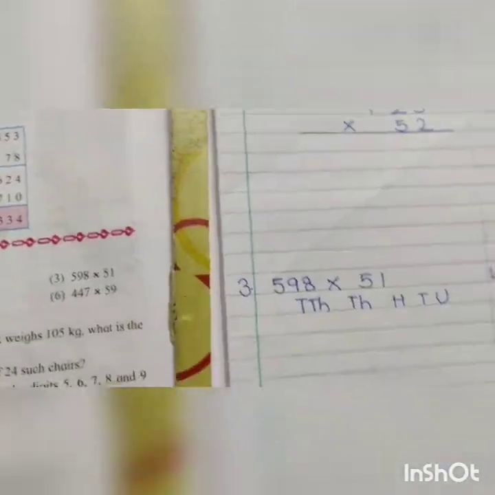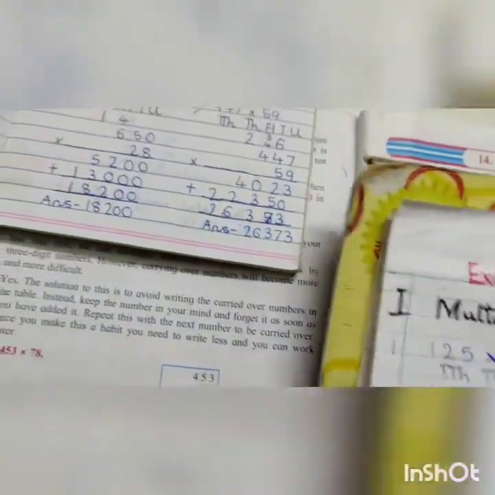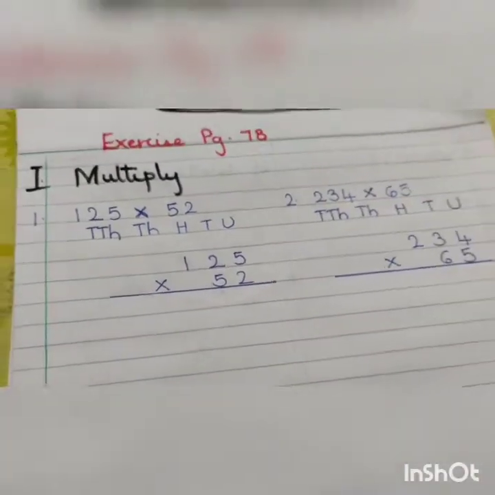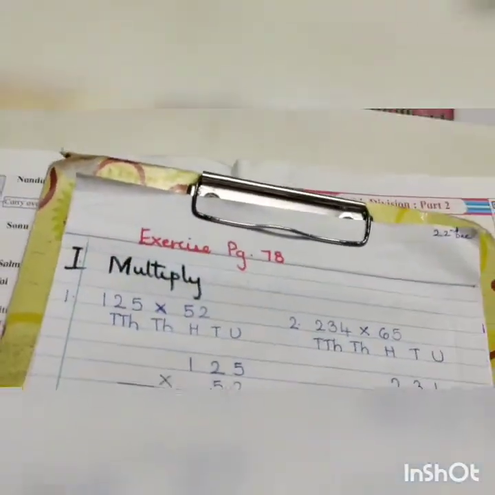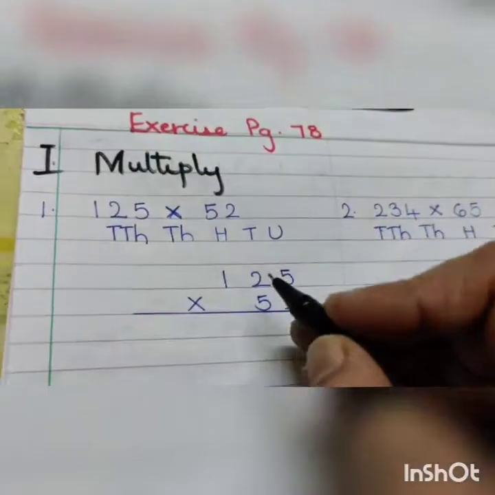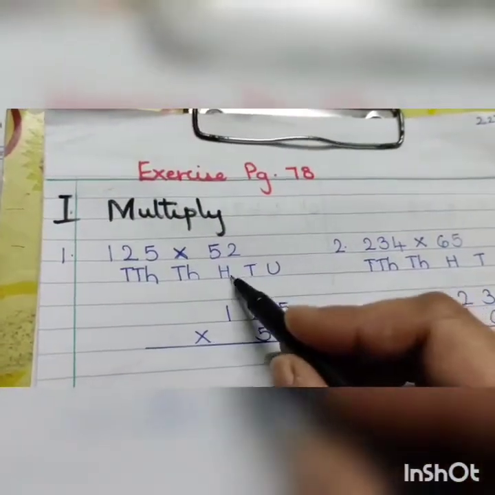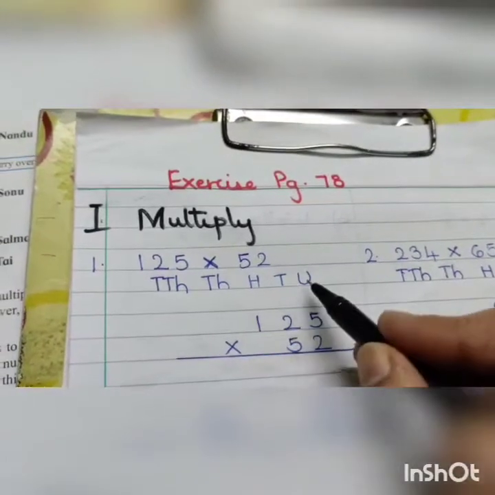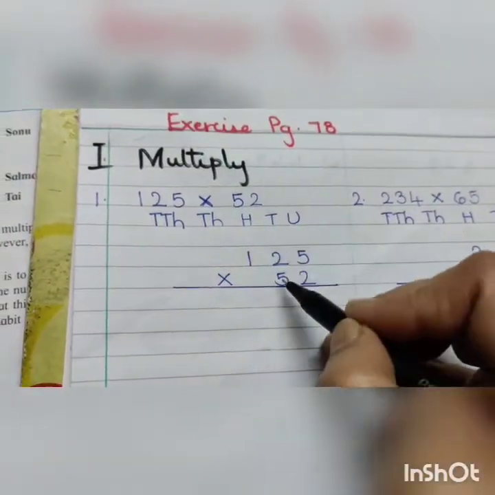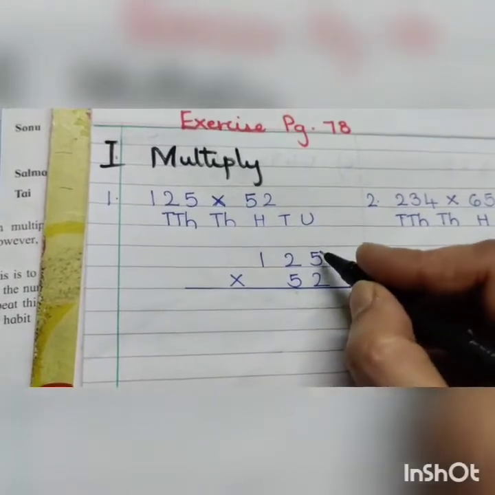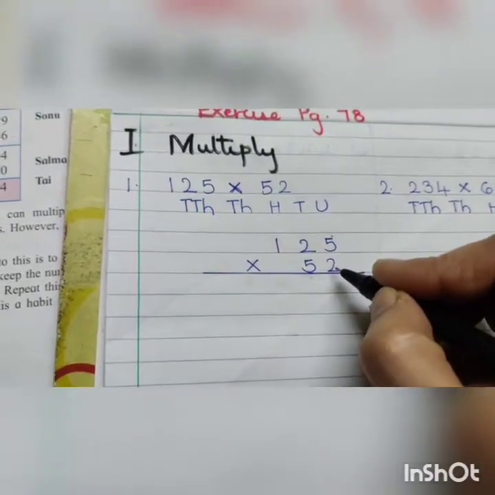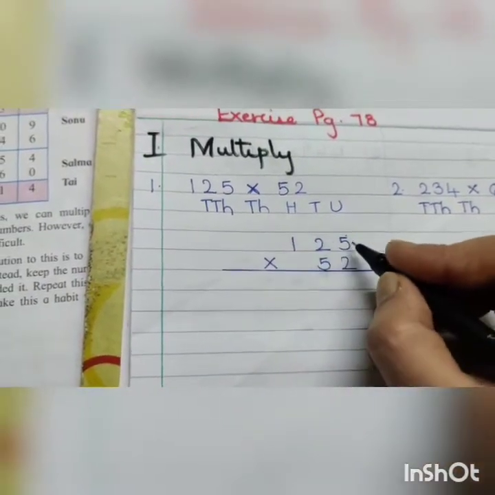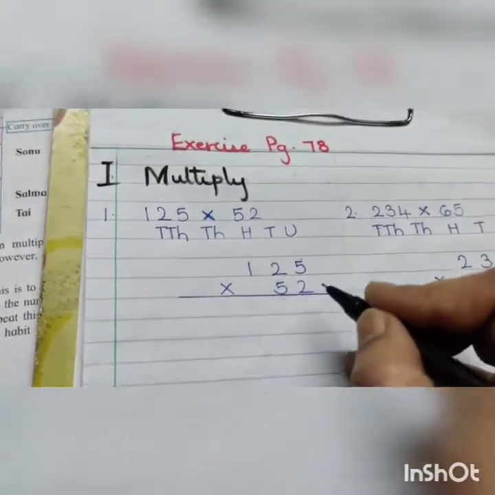Now let's do the first sum, that is 125 multiplied by 52. Let us do it. We are not going to waste our time, but do the sum. Yes, let us begin. Now, we wrote here 125 because hundreds, no? So 1 hundred, 2 tens, 5 units multiplied by 5 tens and 2 units, right? So first we are going to multiply the number in the units column, that is 2 units multiplied by 125, or 125 multiplied by 2.